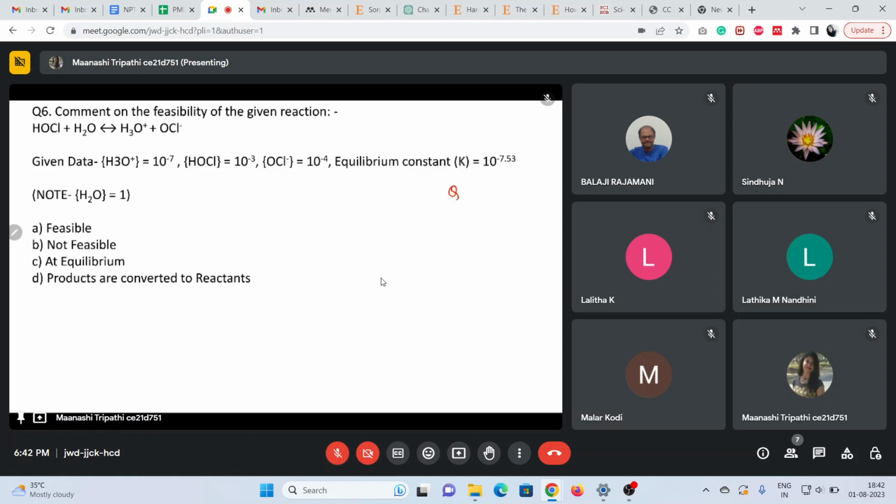Equilibrium is still not reached; there is still some time. It will reach equilibrium in some time, and that will come in the forward direction. So that's why the reaction is feasible.